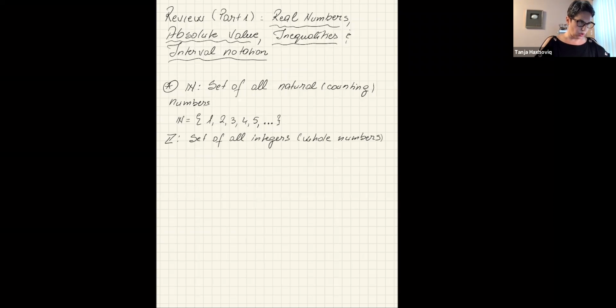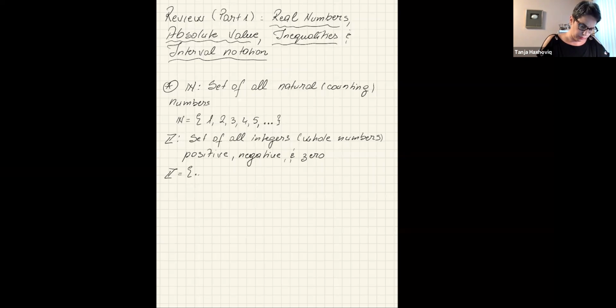So positive, negative, and zero. All right. So the set of all integers, it's a set that extends to infinity in both directions. There is no starting point from one end to the other.